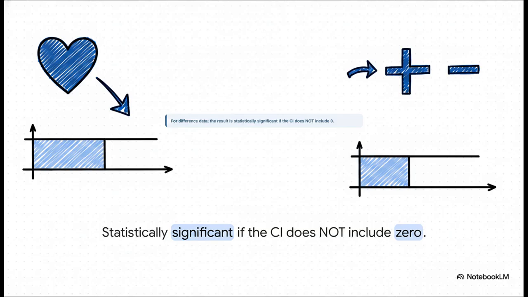So, put simply, if you're looking at difference data, the result is only statistically significant if the interval does not include 0, period. For example, if a new drug reduces heart attacks and the absolute risk reduction gives you a confidence interval of 0.01 to 0.07, well, that entire interval sits comfortably above 0. It completely avoids it. Therefore, you've got a statistically significant result on your hands.